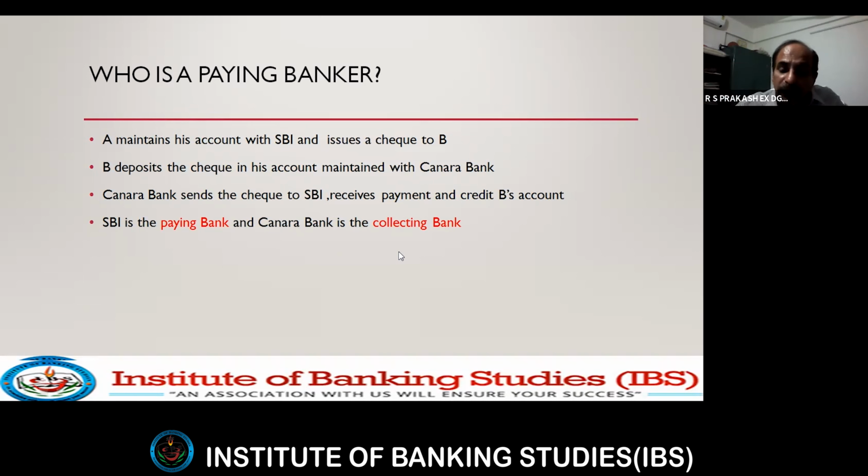No doubt. Okay, there are two types of check. One is a bearer check, the other is an order check. Usually we issue bearer checks to our savings bank account holders and draw order checks to our current account holders or cash credit account holders. A bearer check is one which is payable to the bearer. Bearer means the person who is bearing it or the person who is having its possession. Secondly, in contrast to a bearer check, an order check is one which is payable to either the payee or to the order of the payee.